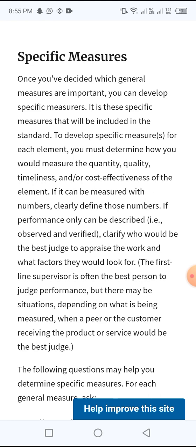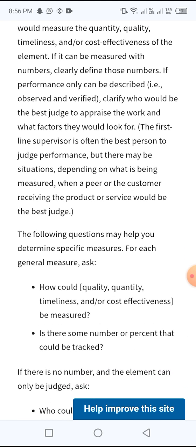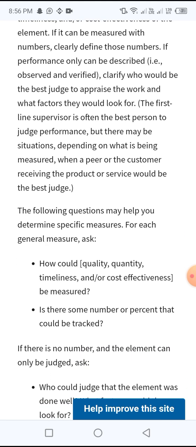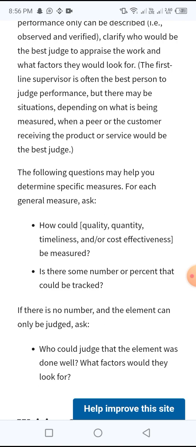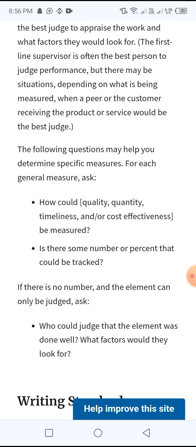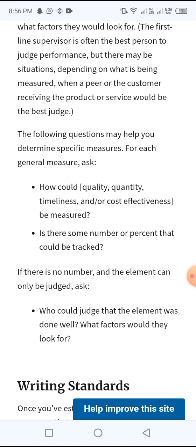The first line supervisor is often the best person to judge performance, but there may be situations, depending on what is being measured, when a peer or the customer receiving the product or service would be the best judge. The following questions may help you determine specific measures for each general measure. Ask how could quality, quantity, timeliness, and or cost effectiveness be measured? Is there some number or percent that could be tracked? If there is no number and the element can only be judged, ask who could judge that the element was done well? What factors would they look for?